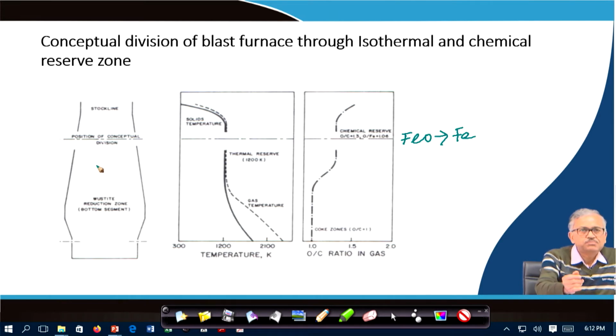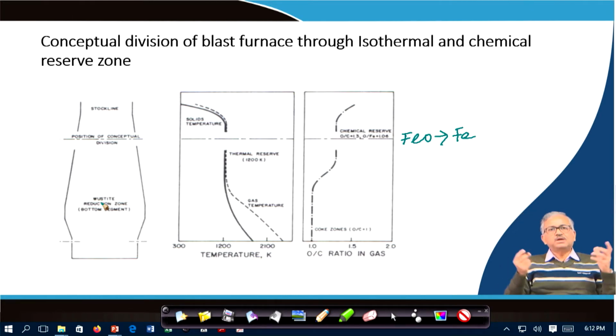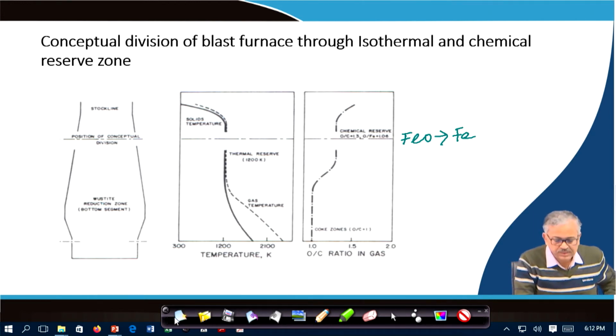I do not require the upper part, because I can perfectly do a separate heat balance here, and you can also see this O by C ratio becomes constant in the upper part of this zone. Okay. So, I can make a separate heat and material balance on this Wüstite reserve zone, and from there I can derive the operating line. So, that I will be doing basically.